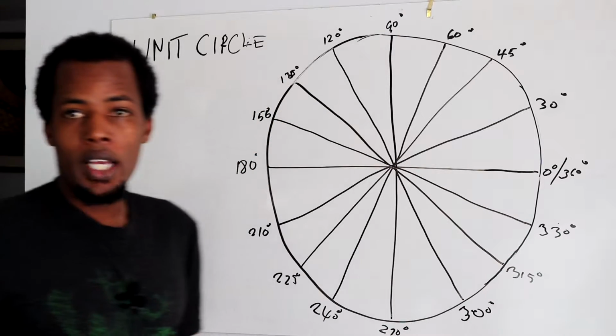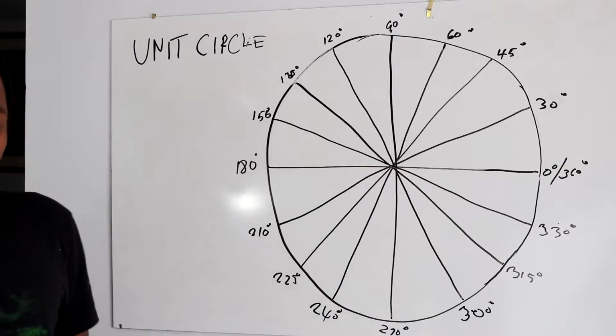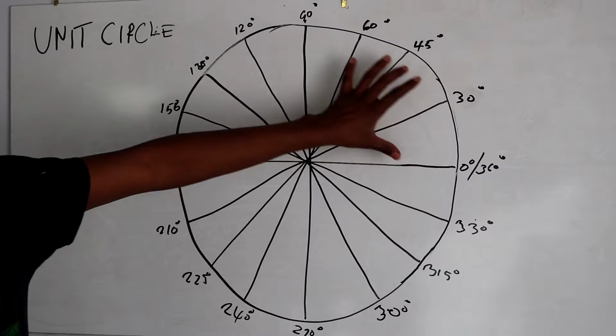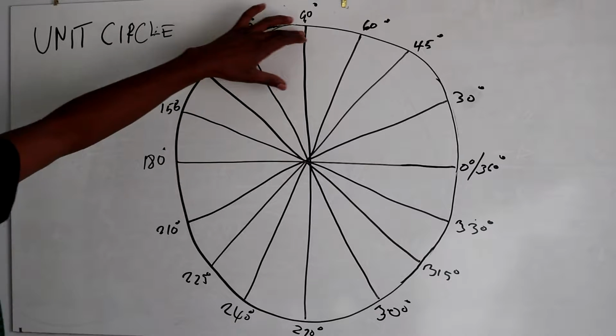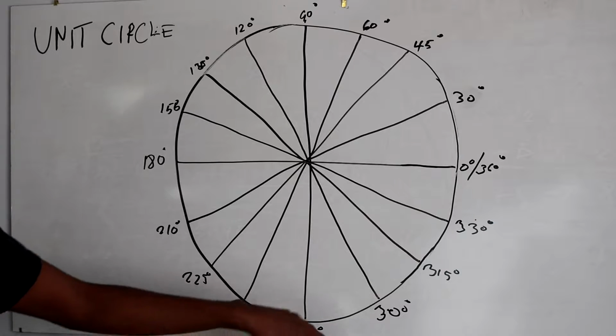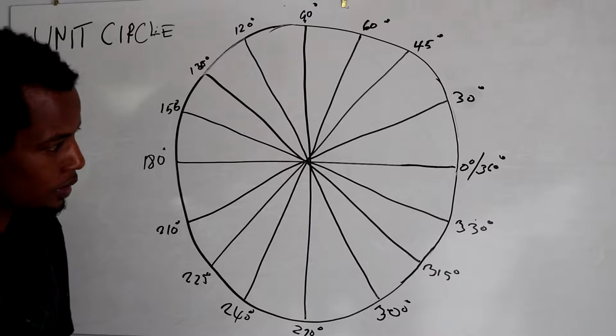Sorry guys, I have poor handwriting. Let me zoom in a little bit so you guys can see. This is our first quadrant, second quadrant, from 90 to 180, from 180 to 270 is the third, and the fourth is from 270 degrees to 360 degrees.